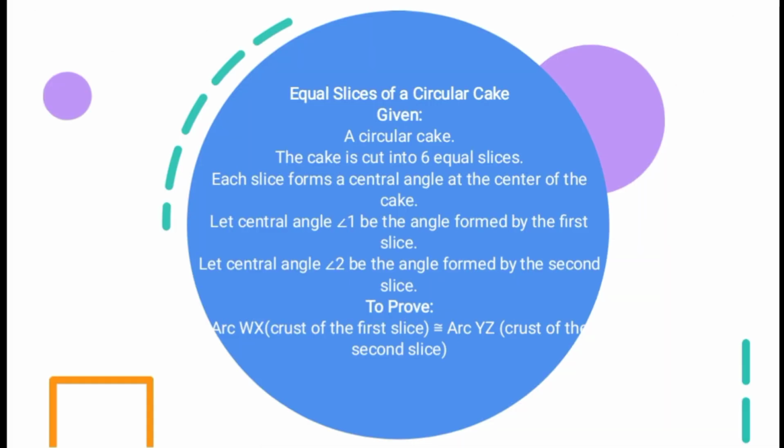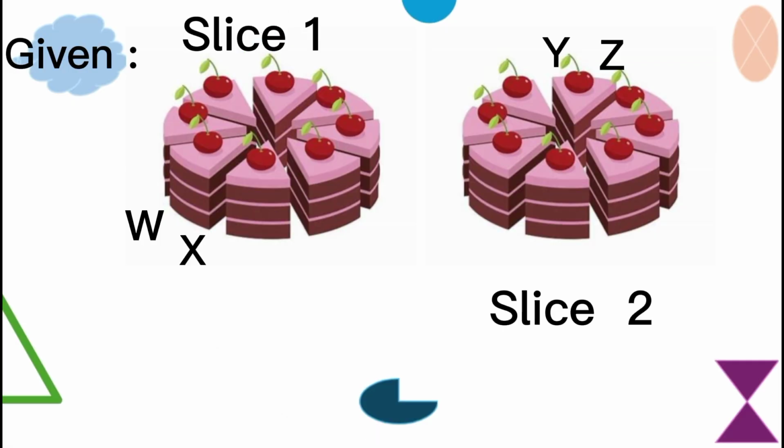Equal-sized slices of a circular cake are given. The cake is cut into 6 slices. Each slice forms a central angle at the center of the cake. Let central angle 1 be the angle formed by the first slice, and let central angle 2 be the angle formed by the second slice. We need to prove that the arc WX of the first slice is equal or congruent to the arc YZ of the second slice. So this is our circular cake, the cake that is cut into 6 slices.